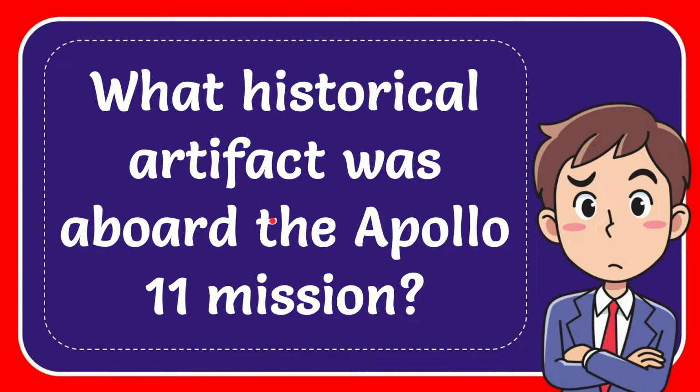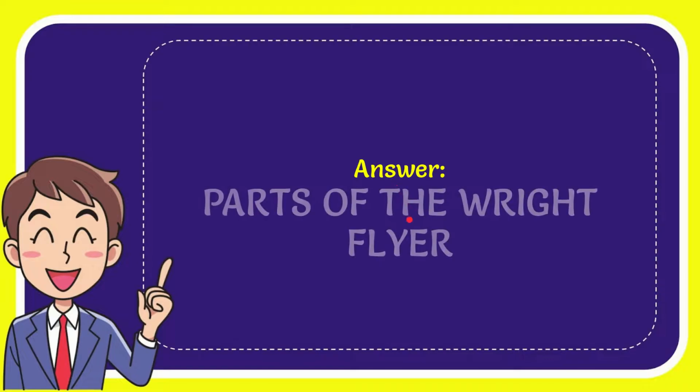In this video, I'm going to give you the answer to this question. The question is, what historical artifact was aboard the Apollo 11 mission? When I give you the answer to this question, the correct answer is parts of the Wright Flyer. So that is the answer to the question.